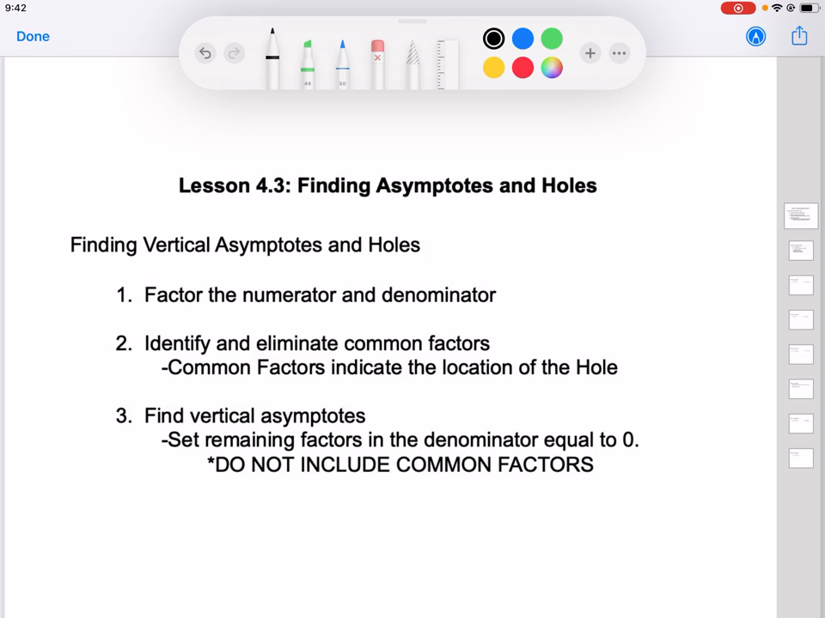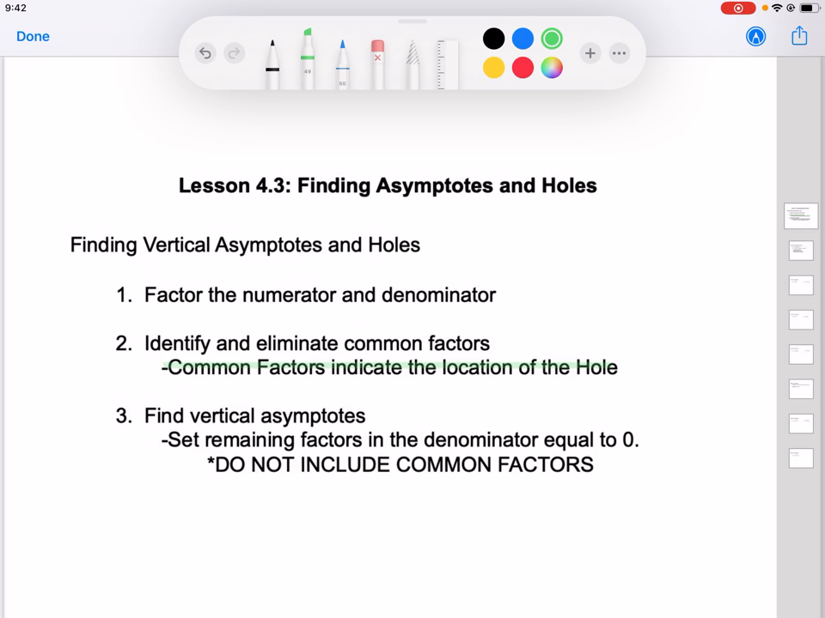So you always factor numerator and denominator. You get rid of common factors. Anytime you have a common factor, that's when you have a hole. And then the vertical asymptote is everything else left over in the denominator after you take out the common factors. Whatever those zeros are, that's going to tell you your vertical asymptote.